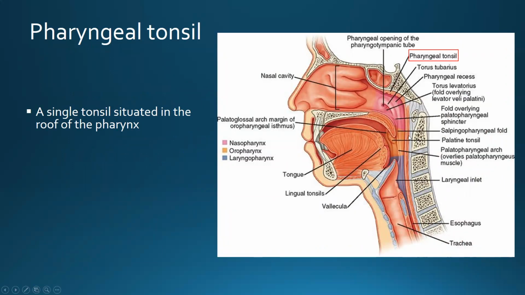The pharyngeal tonsil is a single tonsil situated in the roof of the pharynx. If you don't know, this is the pharynx. This is the nasopharynx, this is the oropharynx, and this is the laryngopharynx. The pharyngeal tonsil is located at the nasopharynx, or the roof of the pharynx. So this is where the lymphoid tissue is present in the pharyngeal tonsil.